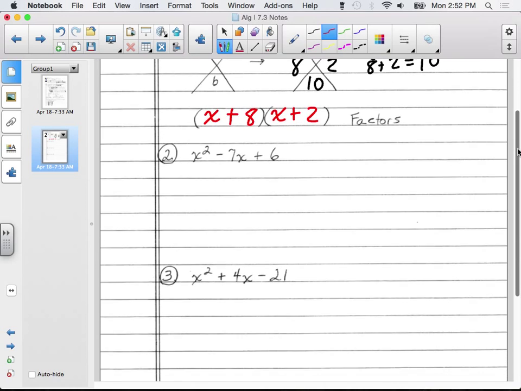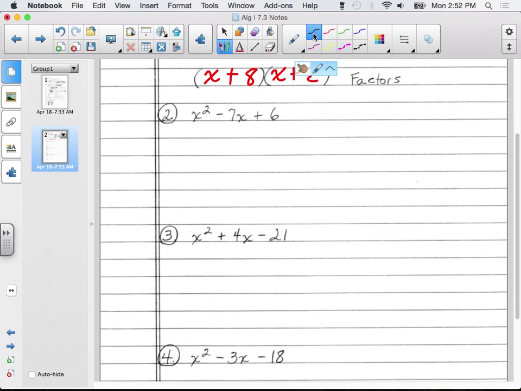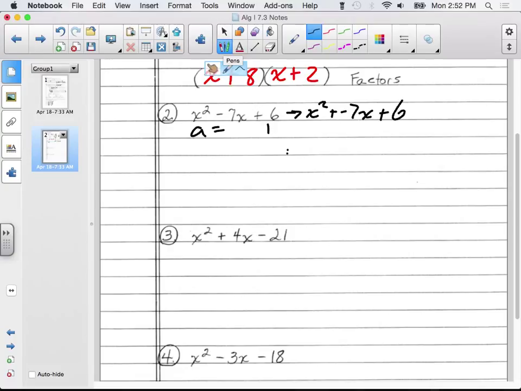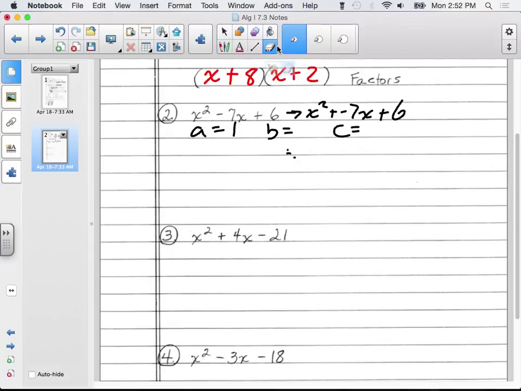All right. Moving on to number 2. X squared plus negative 7x plus 6. So we always find our A, B, and C. A is always going to equal 1 today. So what's our B and C value that we have here? Negative 7. 6.